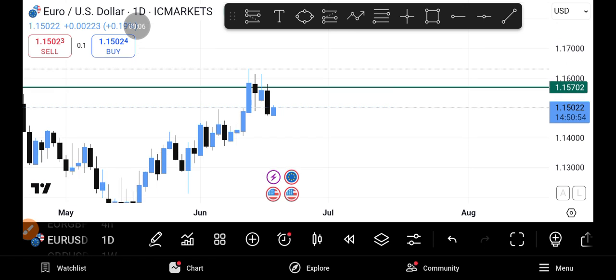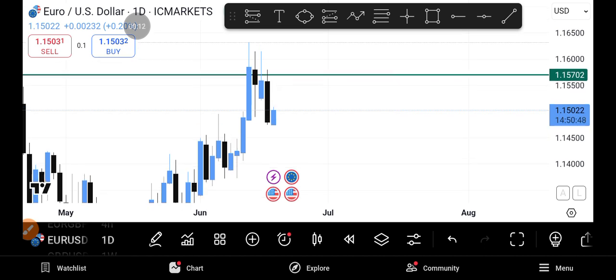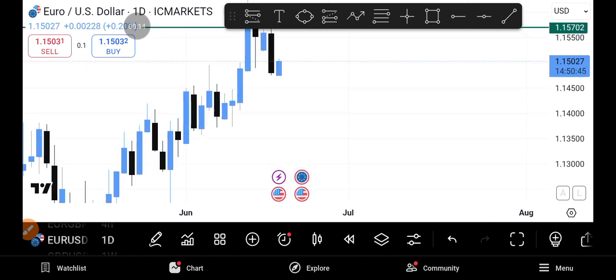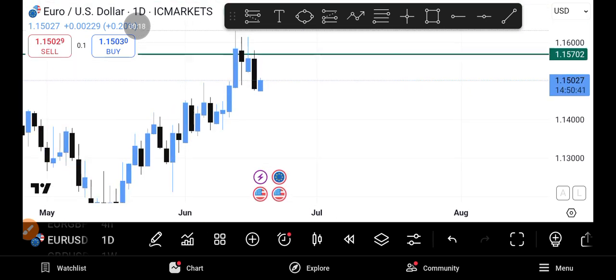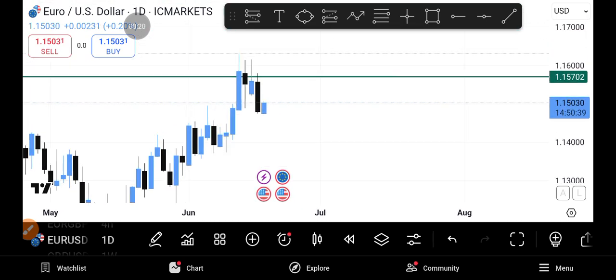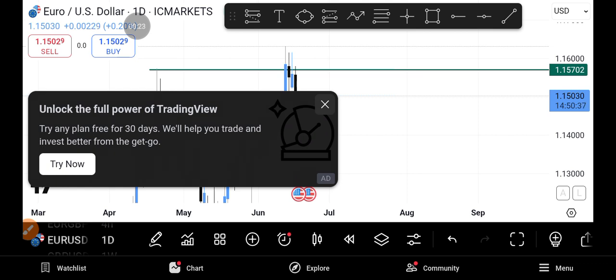Good morning. I'm going to analyze EUR this morning and see how it goes. We can see that on our daily time frame, we are in an uptrend.